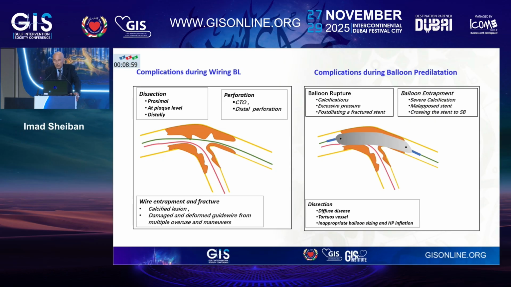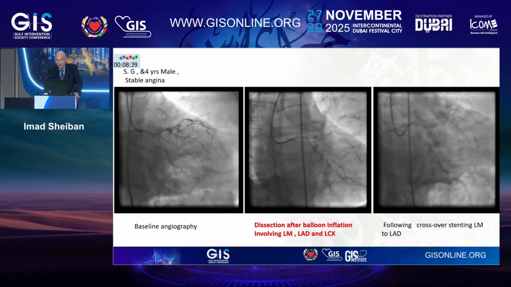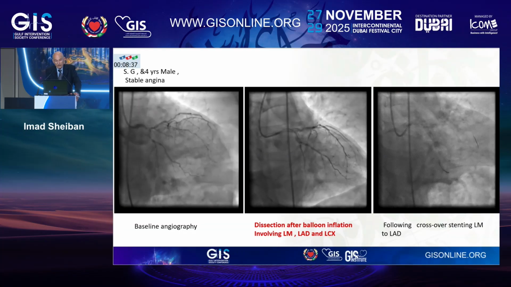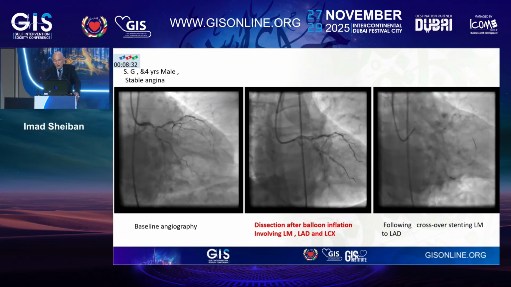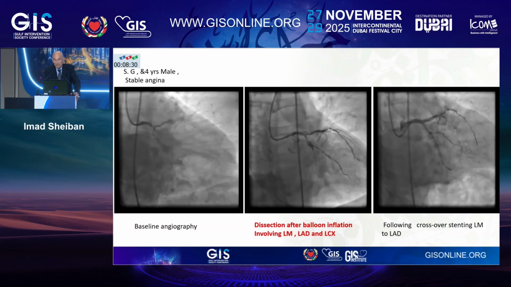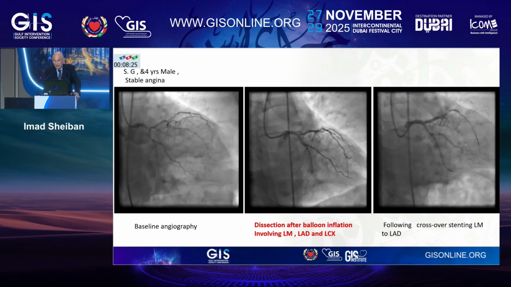Then balloon during pre-dilatation: balloon rupture, balloon entrapment, and dissection can be caused by diffuse disease, tortuous vessel, inappropriate balloon sizing, and high pressure inflation. Just an example here, you can see that after pre-dilatation, during lesion preparation at distal left main, we have a huge dissection involving both circumflex, LAD, and left main.